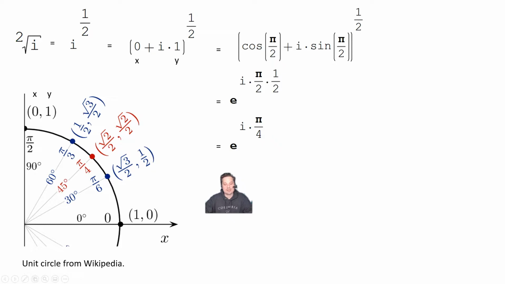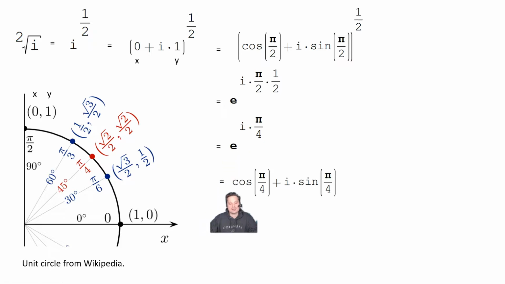But now I can take this back down to the cosine plus sine form of a complex number. So it's going to look like the following. Take a look. Cosine of pi over 4 plus i sine pi over 4. Now each of these is well known. So cosine of pi over 4, remember pi over 4 is the same as 45 degrees.